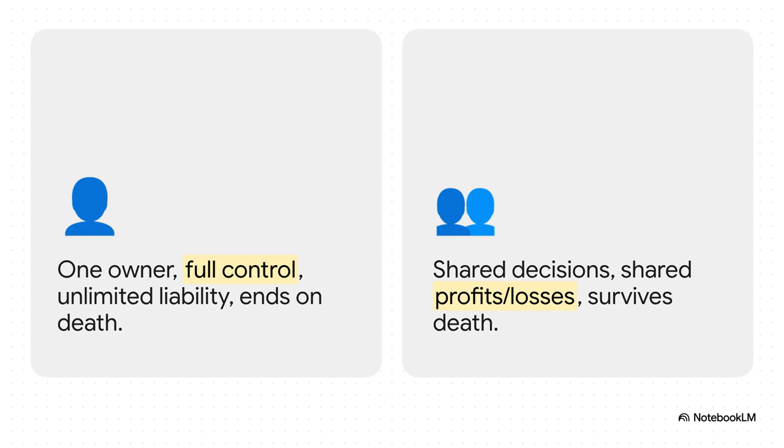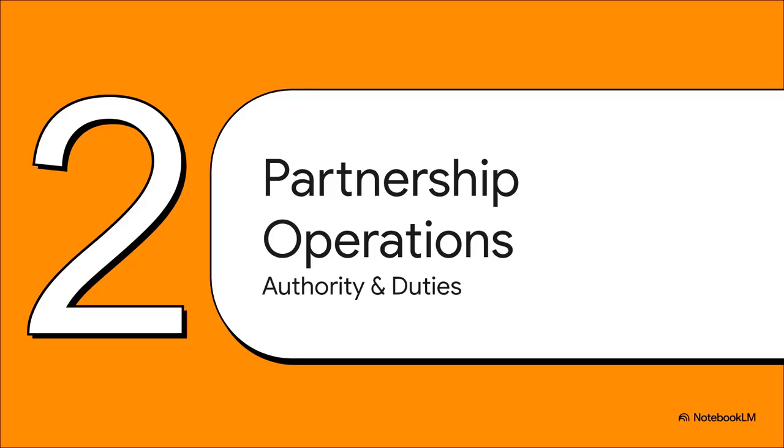Third is the financial risk. A sole proprietor eats all the losses but keeps all the profits, whereas partners split the whole pie. And fourth, continuity. A sole proprietorship legally dies with the owner, but a partnership, that can keep going depending on the agreement. Moving on to Section 2, Partnership, Operations, and Authority.